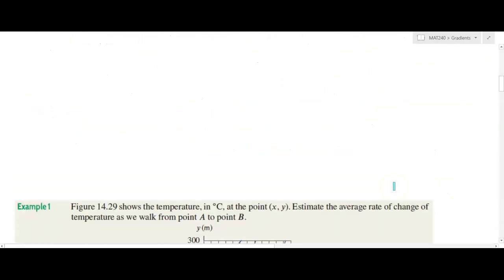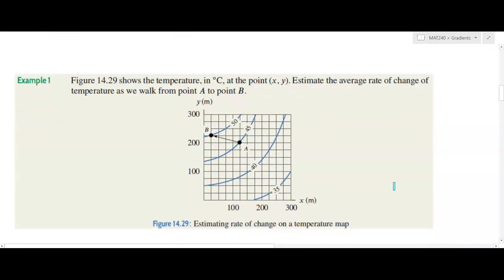So let's take a look at one more example here. In this example, we are shown a contour plot of the temperature in degrees Celsius. So we see this contour represents 50 degrees Celsius. This contour, the temperature is 45 degrees Celsius, and 40 and 35 degrees Celsius. At the point (x, y), x is some measurement in meters, and y is in meters as well. Estimate, now this is not the new temperature, this is the average rate of change of temperature as we walk from point A to point B.